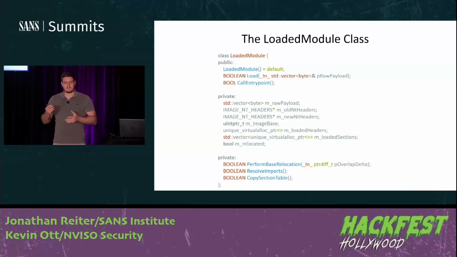And then in the private methods, we can see that we have exactly the steps that we need to do in order to load our DLL, replicated as class methods, which is to perform the relocations, resolve the imports, and copy the section table.